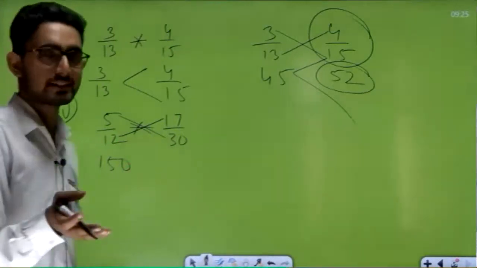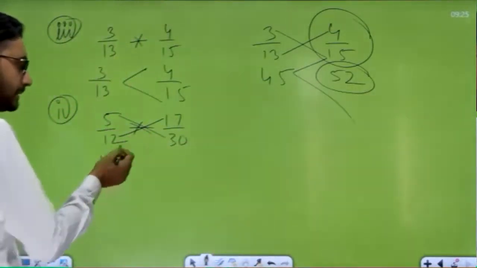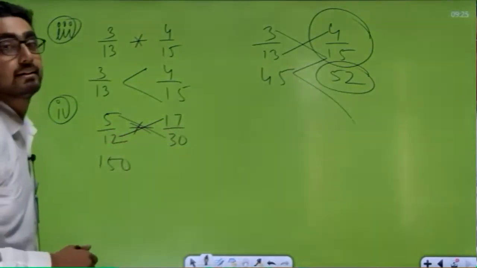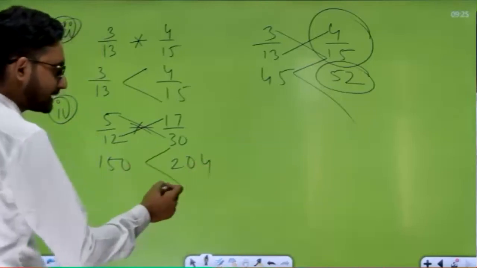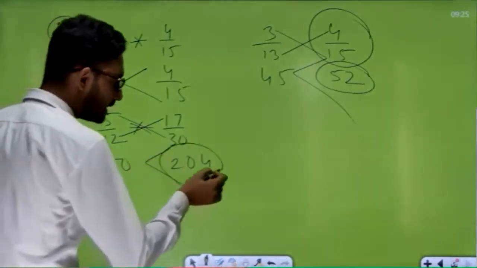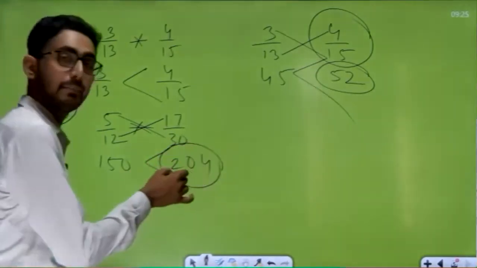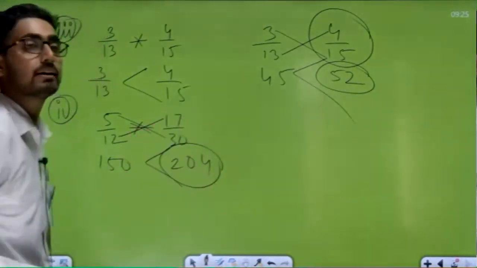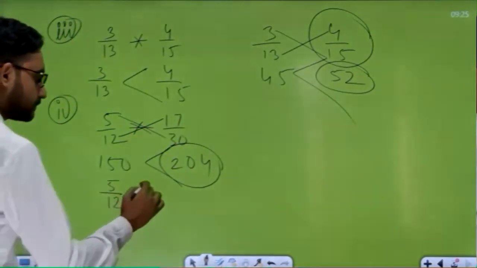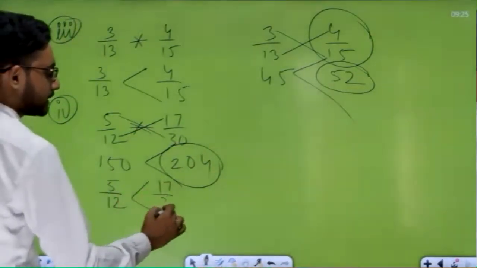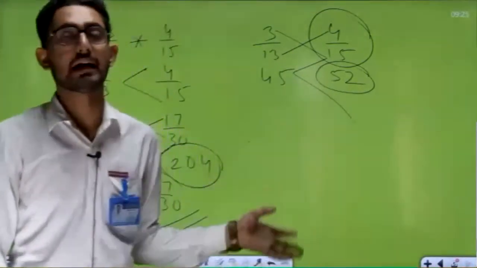Same question. देखो अच्छे से. 5 into 30, 150 and 17 into 12, how many? 204. So obviously we can say 204 is greater than 150. So if this number is bigger, then the upper side fraction is greater. So we can say 5 upon 12 is smaller than 17 upon 30. Done. So this is your correct answer.